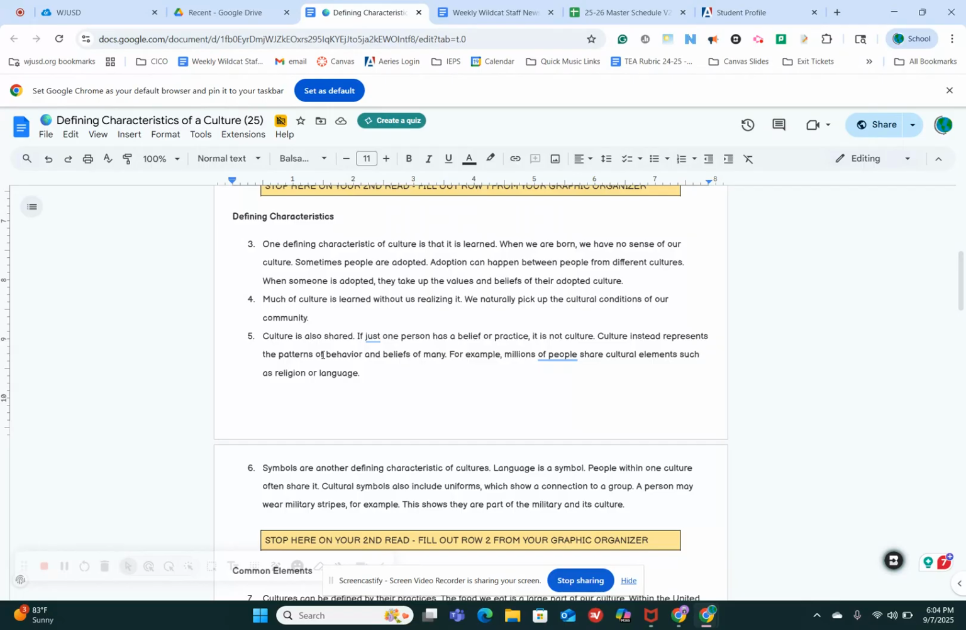Okay, we're going to pause right here. Look back through those 4 paragraphs. And for each paragraph, you're going to circle 2 keywords and underline your main idea. Okay, we're going to pause right here.